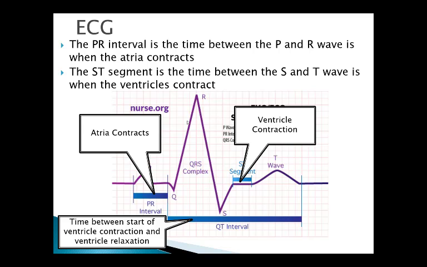So if the waveforms are showing us the electrical activity in the heart as it's preparing to contract, when do they actually contract? Well, the atria is going to contract in between the P and the R waves, which we refer to as the PR interval. And the ventricle will contract in between the S wave and the T wave, something we call the ST segment.